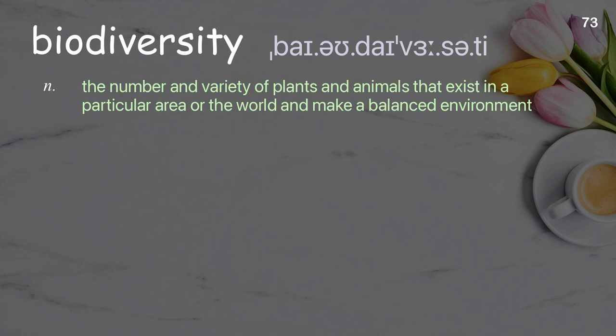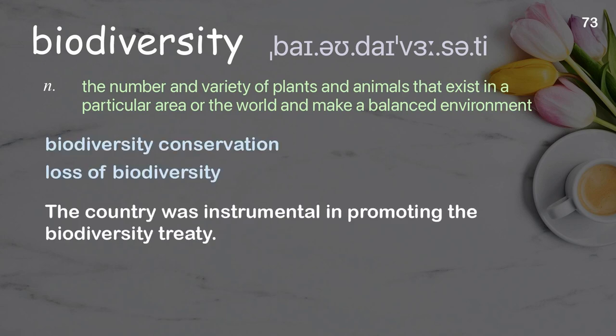Biodiversity. The number and variety of plants and animals that exist in a particular area or the world and make a balanced environment. Examples: Biodiversity conservation. Loss of biodiversity. The country was instrumental in promoting the biodiversity treaty.